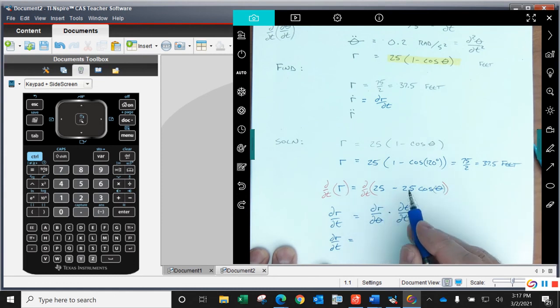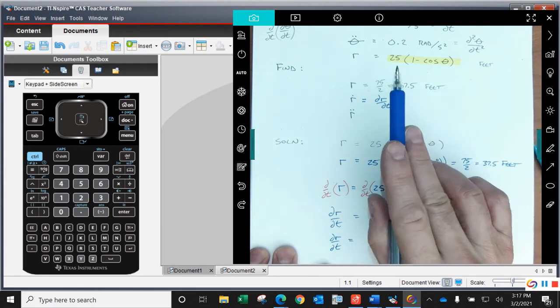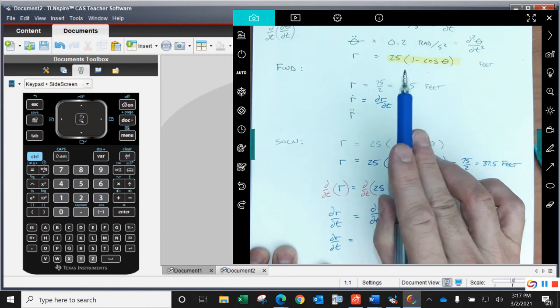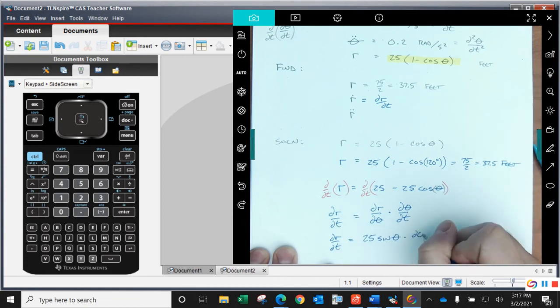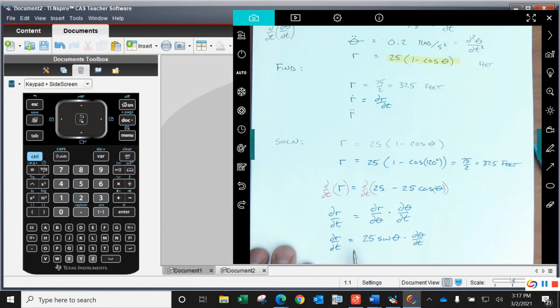So here's our derivative of r, just the derivative of r with respect to theta. This is very easy. 25 sine of theta. Now times d theta dt. And that's our derivative of r with respect to time. It looks like this. And we can put that information in so we can evaluate it. Well, let's go see how our calculator will handle this one.